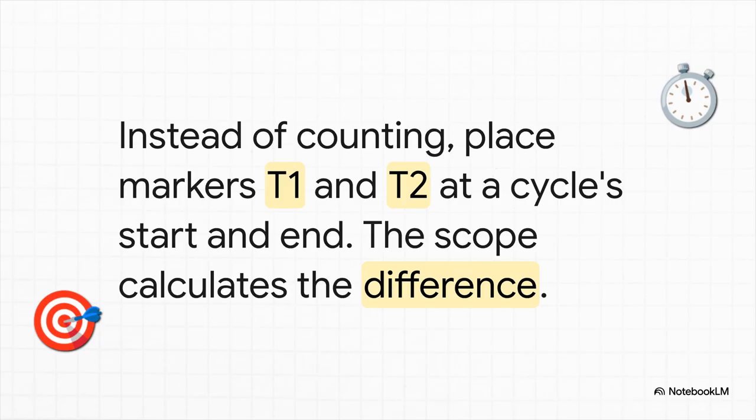Now, I'll be honest, counting all those little squares can get old fast. That's why most modern scopes have this awesome shortcut, markers. Remember those lines from earlier? You can just drag one to the beginning of the wave and the other to the end, and look at that. The scope does all the math for you and tells you the difference is exactly 8 milliseconds. No counting needed. Super handy.